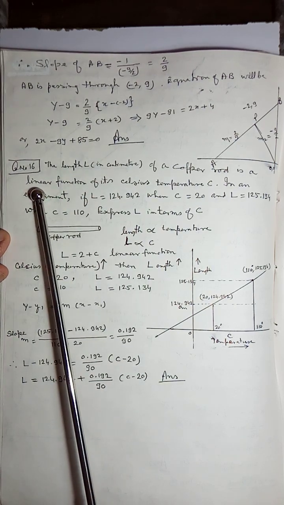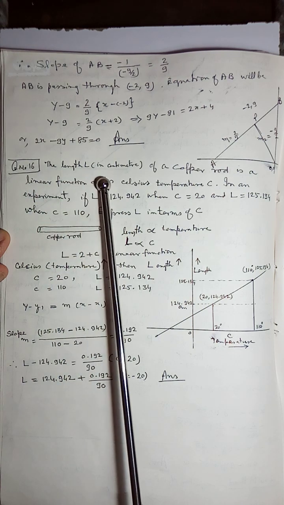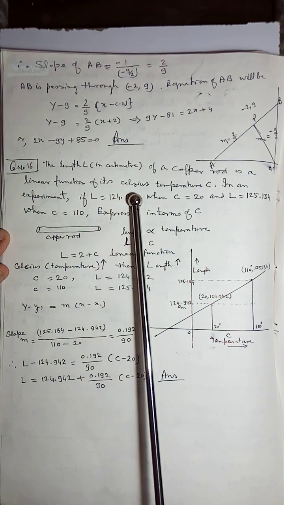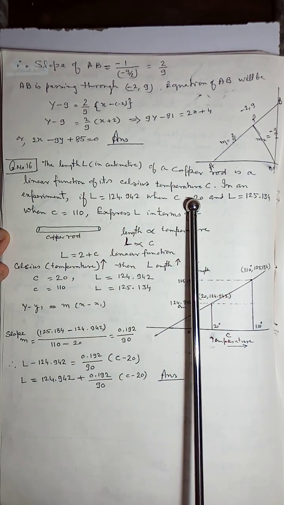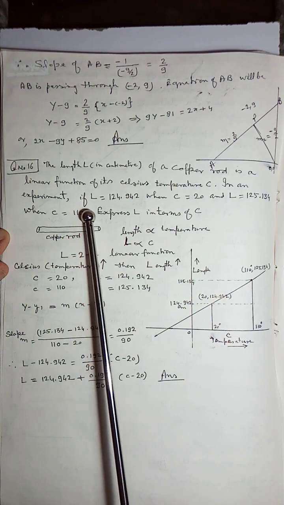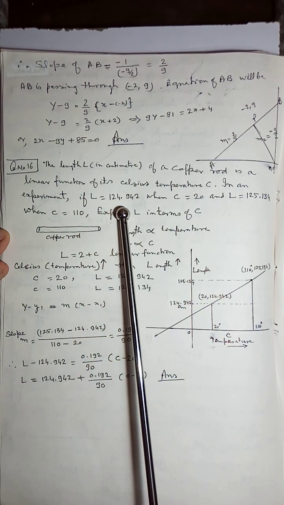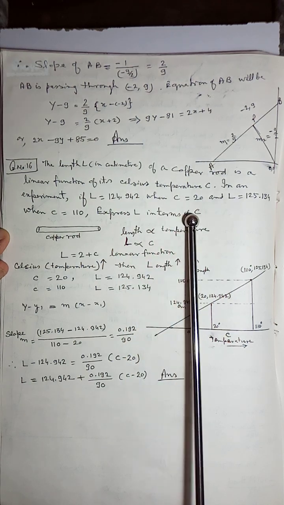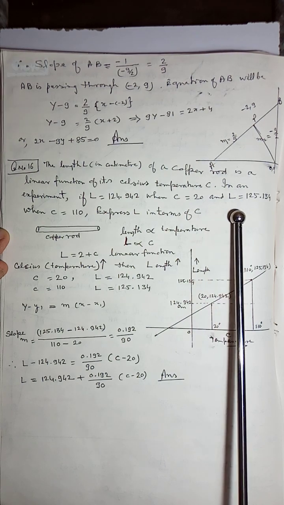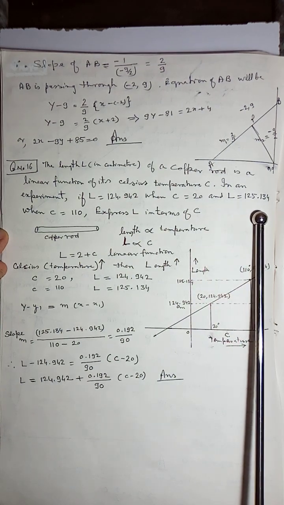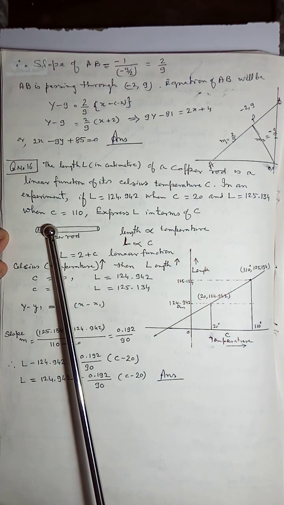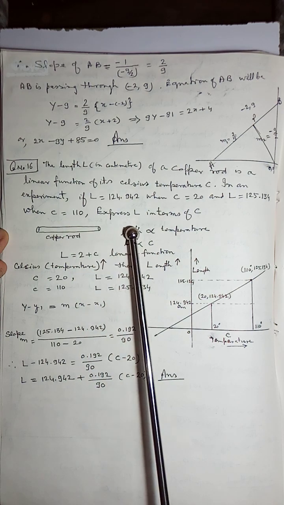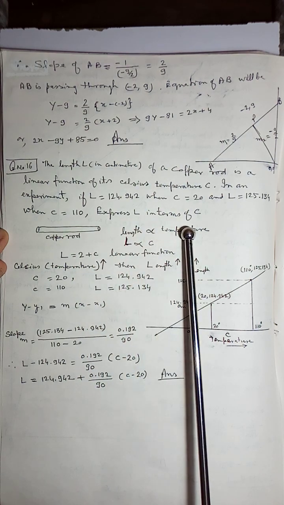Now come to question number 16. The length L in centimeters of a copper rod is a linear function of its Celsius temperature C. In an experiment, L is equal to 124.942 when the Celsius temperature is 20 degrees, and the length is 125.134 when the temperature C is 110. Express length in terms of Celsius C.